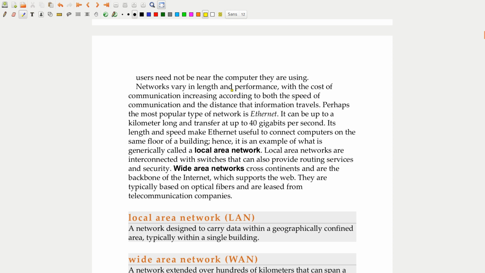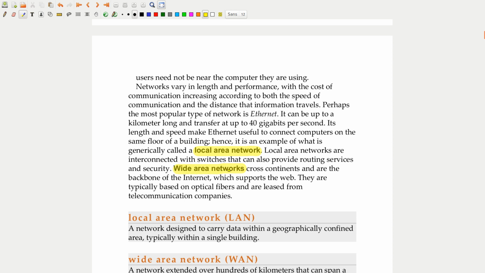Networks vary in length and performance. Perhaps the most popular type of network is Ethernet. An Ethernet network can be up to 1 kilometer long and transfer up to 40 gigabits per second. Its length and speed make Ethernet useful to connect computers on the same floor of a building, hence an example of what is generically called a local area network. Local area networks are interconnected with switches that can provide routing services and security.